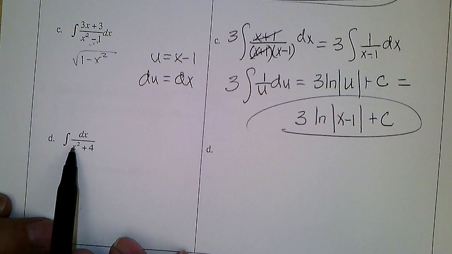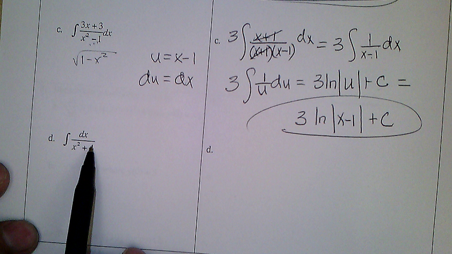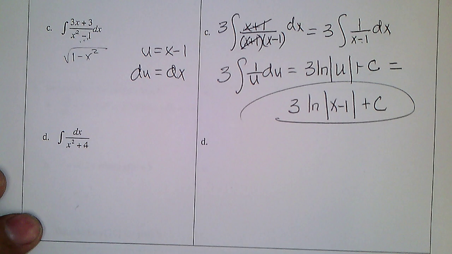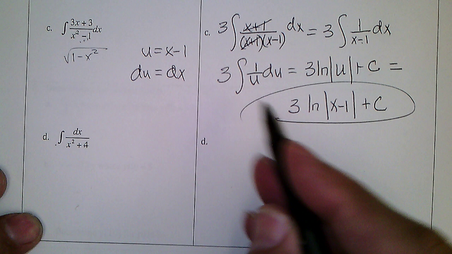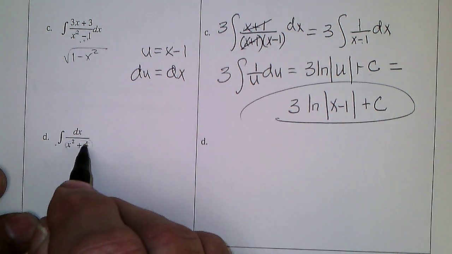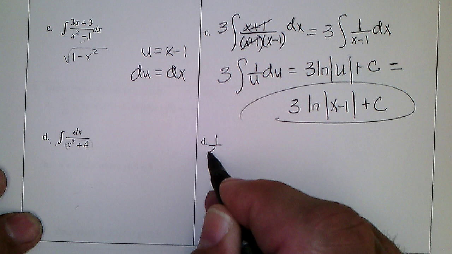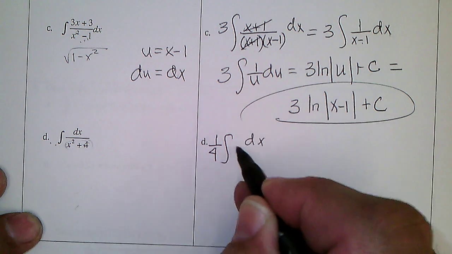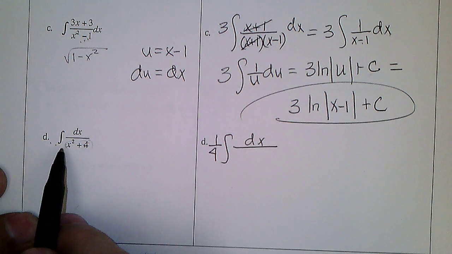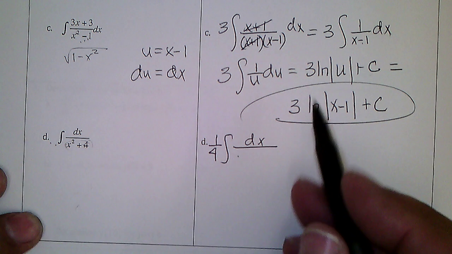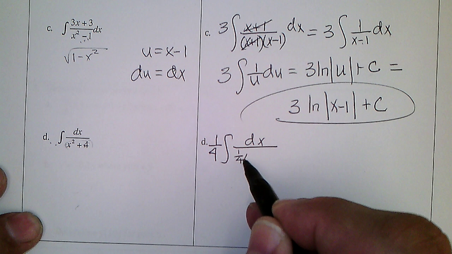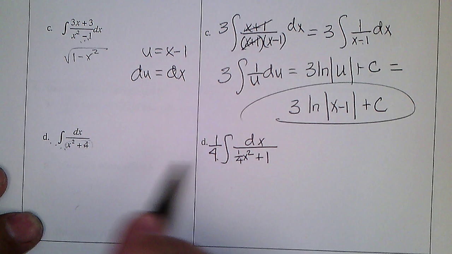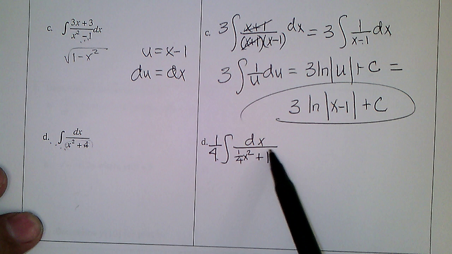This one looks like x squared plus 1 plus 4, but that's what the tangent one looks like if you factor a 4 out. So if we do that, we get the 4 is coming out of the denominator, so it becomes 1/4, 4 in the denominator, integral dx over, so 4 times what makes x squared? 4 times 1/4 x squared makes x squared, and 4 times 1 makes 4. So now we have the 1 that we need.